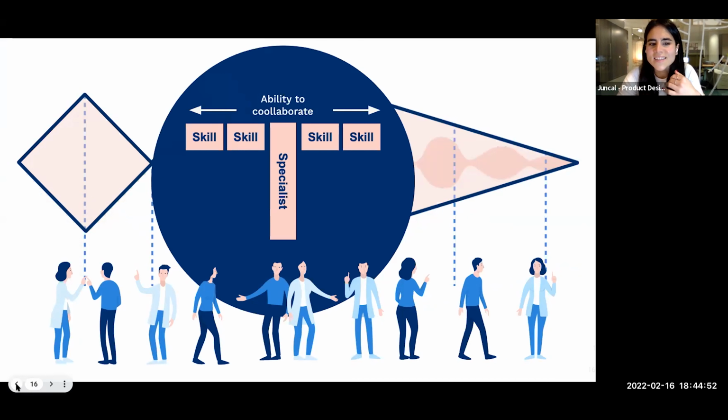This T model, I like it as well for people like me who are super curious about everything. Like we cannot commit to one thing. Then it's like, okay, this is for me. I can keep picking from here and there.